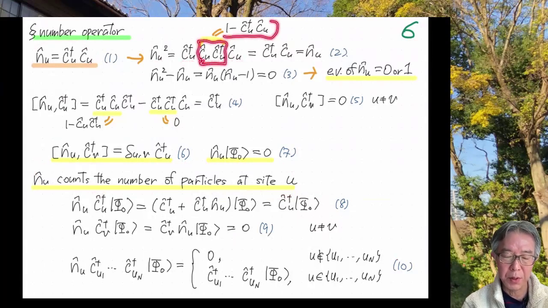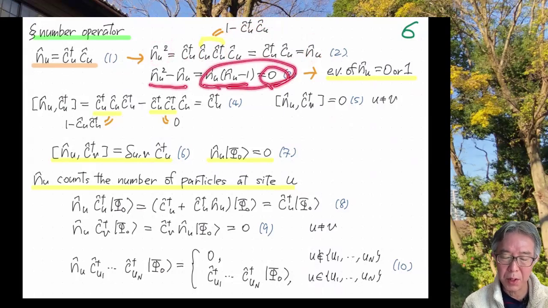And from the anti-commutation relation, you see that this is 1 minus C dot R C. If you plug this in, then from here you get C dot R C dot R, that is 0. So you can forget about this part and only plug 1 in here. You get C dot R C. So this is nothing but n. So you see that n squared is equal to n. So n squared minus n, which is this, is 0. So this equation tells you that the eigenvalues of n can either be 0 or 1.